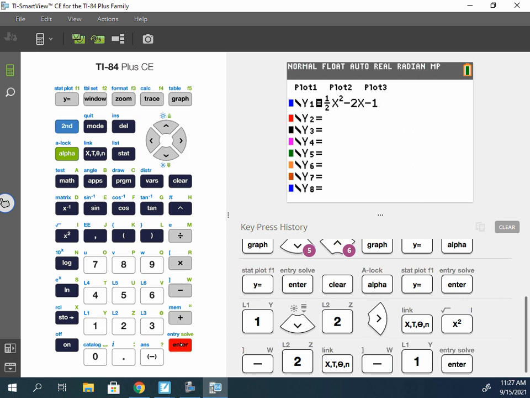Any questions on how we type this in? Alpha y equals enter will give us the fraction. Once you get the whole thing typed in, go on and hit graph.